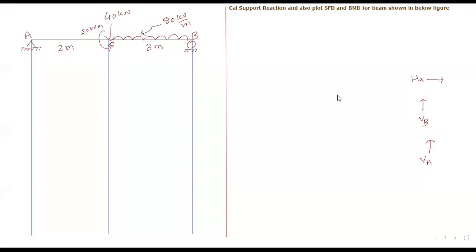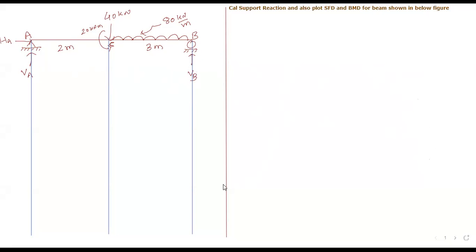Okay. As we have discussed, at point A, we have two reactions, VA and HA. So let's put that value here. VA, HA. I hope it is clear to all of you. Clear enough? Please confirm me. And at point B, the roller support, we have one reaction only, VB.